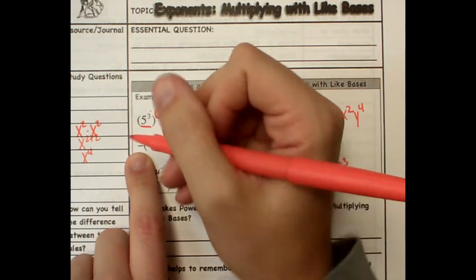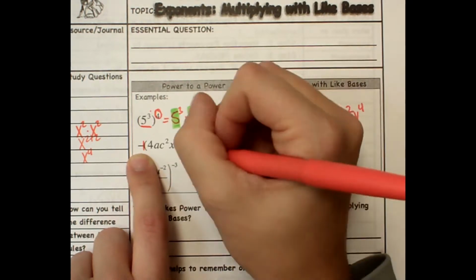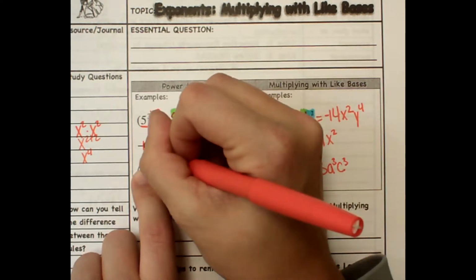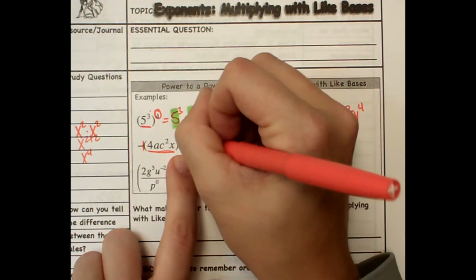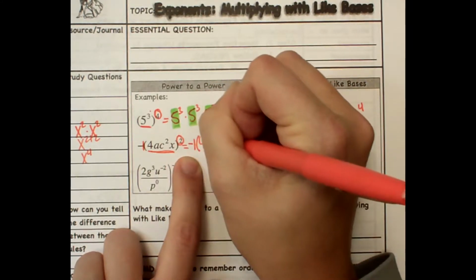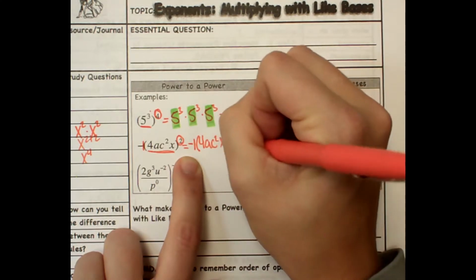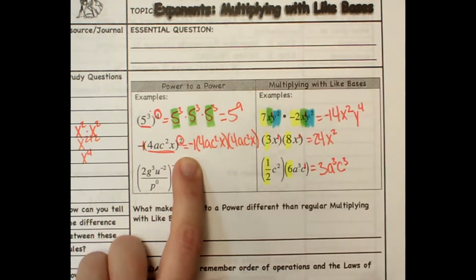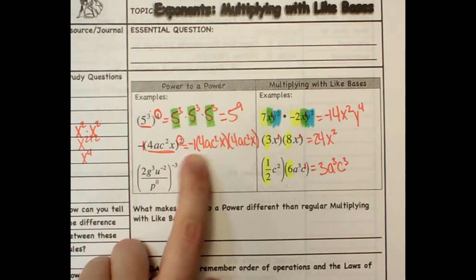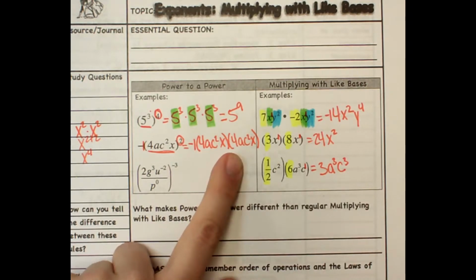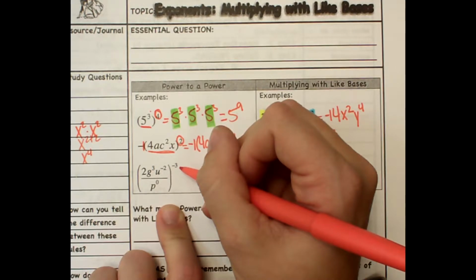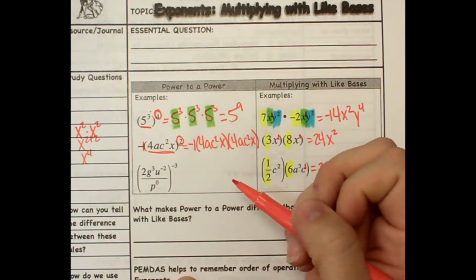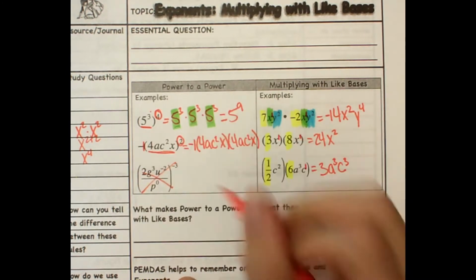If we look at this one, that negative means that there's a negative 1. I have 2 of the 4ac squared x's. So you would have negative 1, 4ac squared x times 4ac squared x. Okay, so now it's a problem that you can work out. You will multiply your coefficients, multiply your variables, and add the exponents. Then here's another one. Let's not get into that one just yet. Let's come back to it.